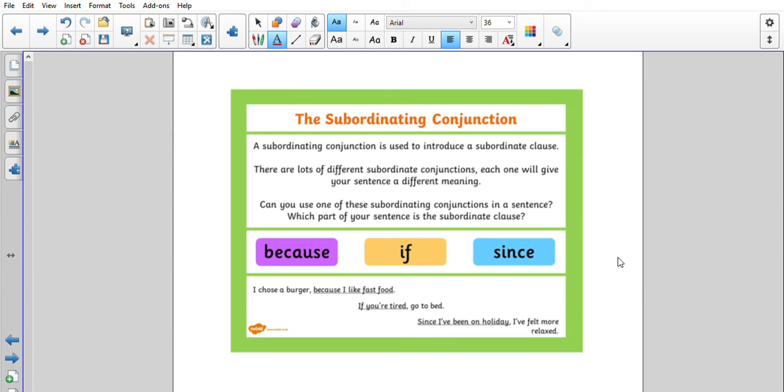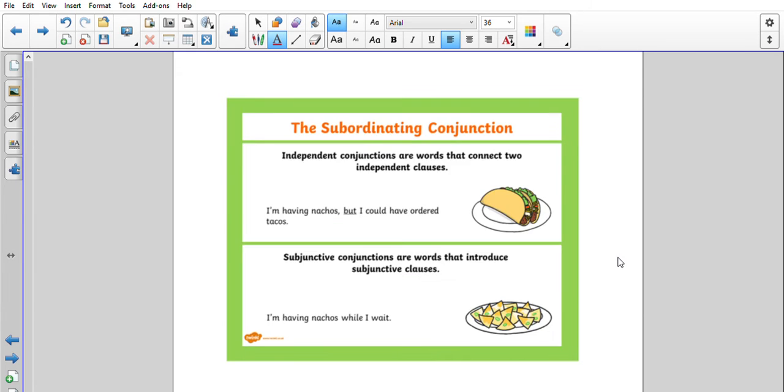Okay, subordinating conjunctions, and like I said earlier, they are used to introduce a subordinate clause. There's lots and lots of different subordinating conjunctions. We've got some examples below. We've got because, if, and since. So, "I chose a burger because I like fast food." "If you are tired, go to bed." "Since I've been on holiday, I've felt more relaxed."